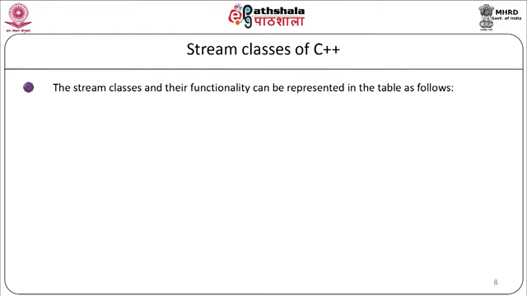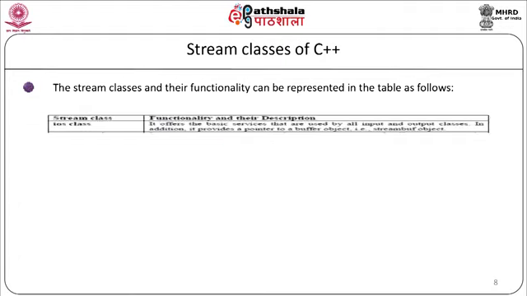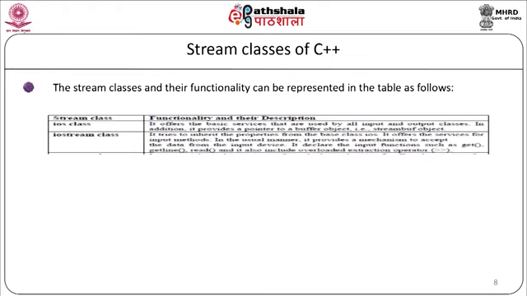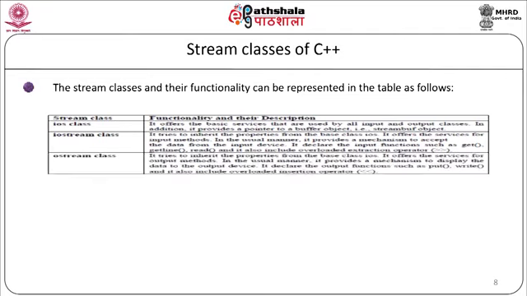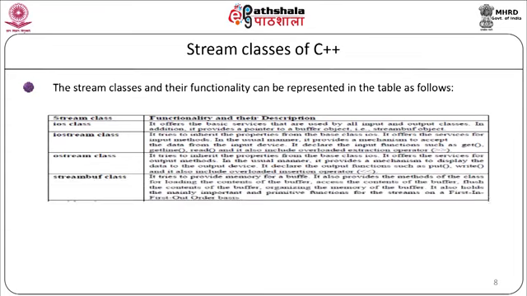Now this is a table showing us the stream classes and their functionality. The ios class is basically used to do the input and output operations. The istream class provides the services for input methods. The ostream class provides the services for output methods. The streambuf class is used for buffered input and output. It provides methods for loading the contents of the buffer, accessing the contents of the buffer, flushing the contents of the buffer and organizing the memory of the buffer.